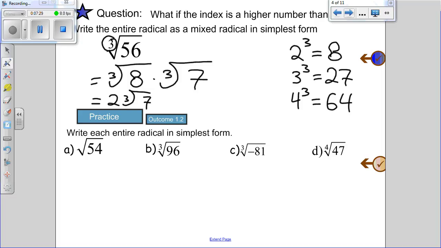Okay, on the bottom, you should do those on your own. Those 4, give you a couple minutes. They should be pretty quick.